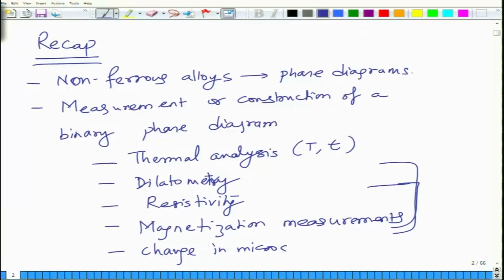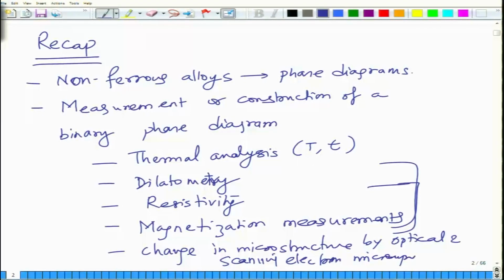microstructure, which you have to examine by optical and scanning electron microscopy, as well as XRD, X-ray diffraction. So basically you have to examine composition, microstructure and phase analysis to correlate the results of time and temperature dependent phase transformations with the results of thermal analysis as well as resistivity, magnetization or dilatometry measurement. So all these put together can give you construction of a phase diagram of a given material.